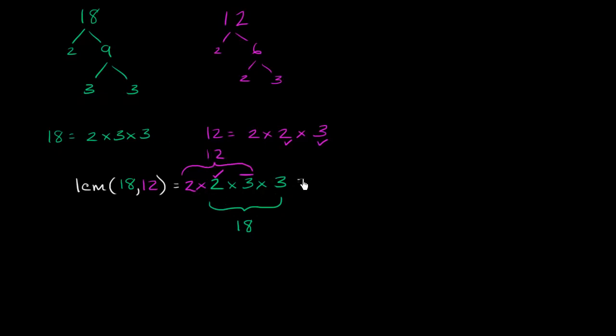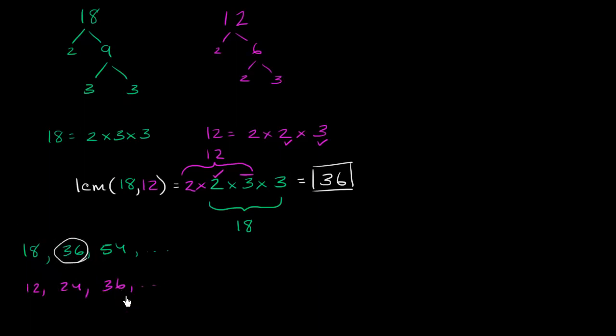If we multiply it out, 2 times 2 is 4, 4 times 3 is 12, 12 times 3 is equal to 36, and we are done. Now, the other way you could have done it is the brute force method of just looking at the multiples of these numbers. The multiples of 18 are 18, 36, and I could keep going, 54. And the multiples of 12 are 12, 24, 36, and immediately I don't have to go any further. I already found a multiple of both, and this is the smallest multiple of both.